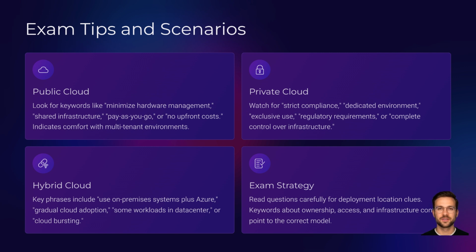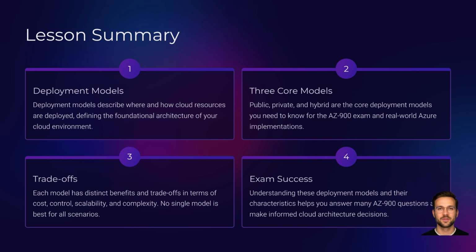Let's recap what you learned in this lesson. You learned that a cloud deployment model describes where your cloud resources are located, who owns and manages the infrastructure, and who can access the services. You saw that the public cloud is owned and operated by a provider and shared among many customers. The private cloud is dedicated to a single organization and offers more control and customization. The hybrid cloud combines public and private environments, allowing data and applications to move between them. You also saw how to recognize each model in exam-style scenarios based on key phrases and requirements.